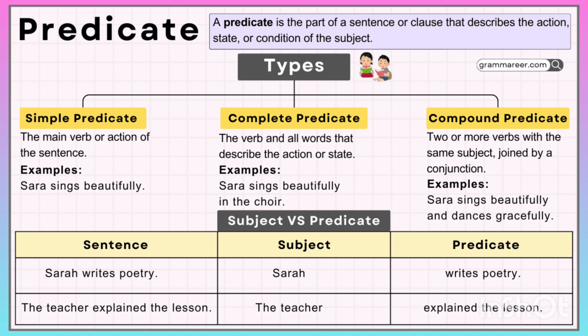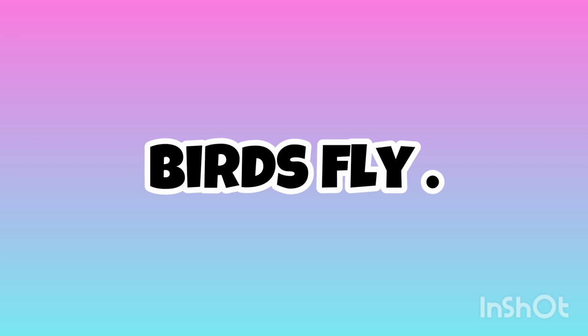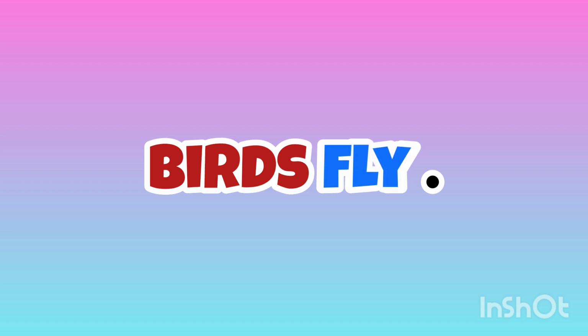Okay, let's talk about the types of predicates. Predicates can be of different types: simple predicate, complete predicate, and compound predicate. A simple predicate is only the main verb, the main action word in the sentence. It tells us exactly what the subject is doing without any extra details. For example, birds fly. In this sentence, birds is the subject and fly is the predicate.